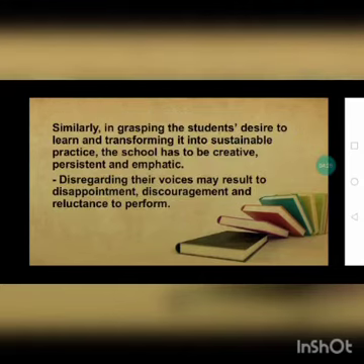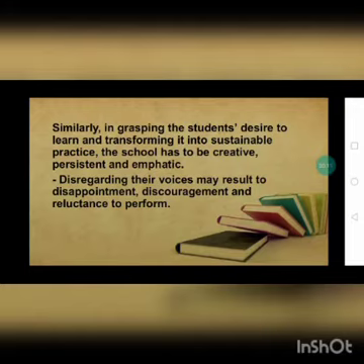Similarly, in grasping the student's desire to learn and transforming it into sustainable practice, the school has to be creative, persistent, and empathic. So, kinahanglan nga na structured listening and questioning techniques that allow develop and enhance relationships with a stronger understanding of what is being conveyed. Kinahanglan nga makita kung nakasabot ba jud ang mga estudyante. Dapat maging creative, persistent, and empathic ang school.